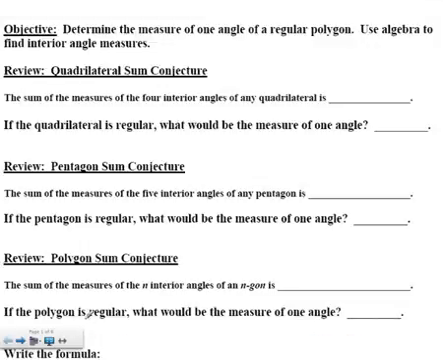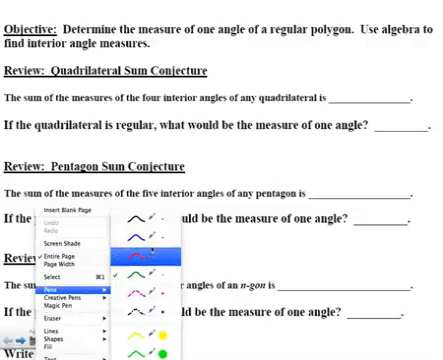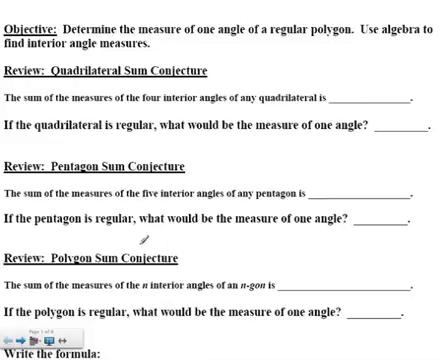During our last class, we looked at the polygon sum conjecture, and we used that in order to figure out the sum of the interior angles. Today we're going to extend that just a little bit by looking at what we can do with one angle of a regular polygon. So we're looking at the interior angles of regular polygons.